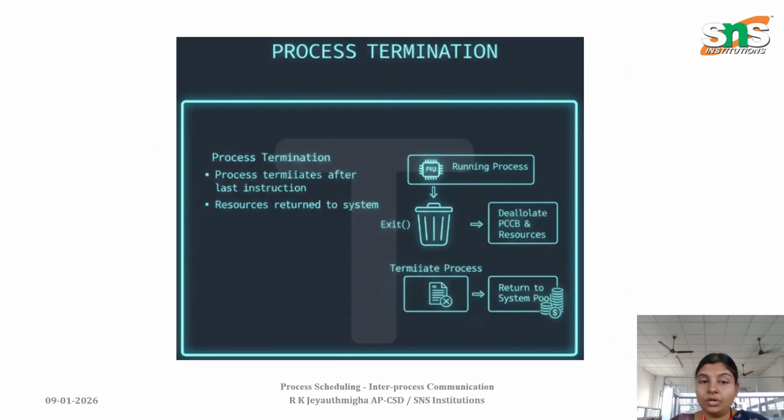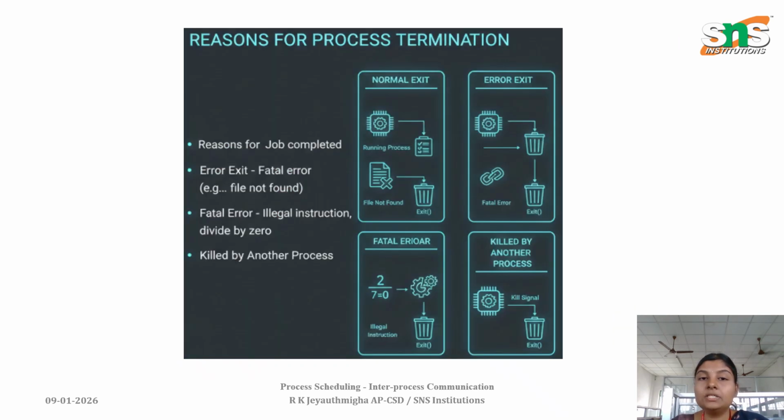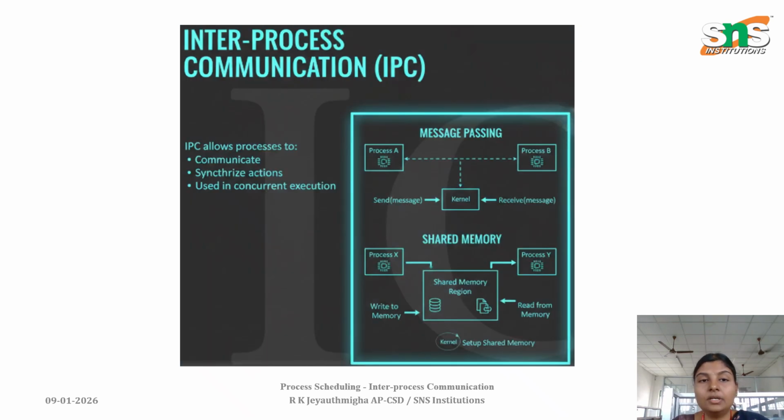Process termination: a process terminates after its last instruction. Resources return to the system. Reasons for process termination include error exit, that is a fatal error, for example file not found. Other reasons are a fatal error such as an illegal instruction or divide by 0, or being killed by another process.